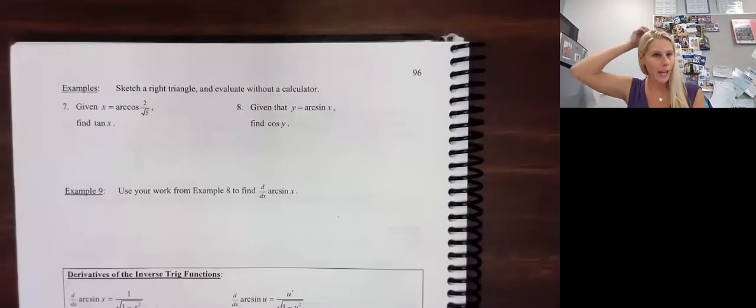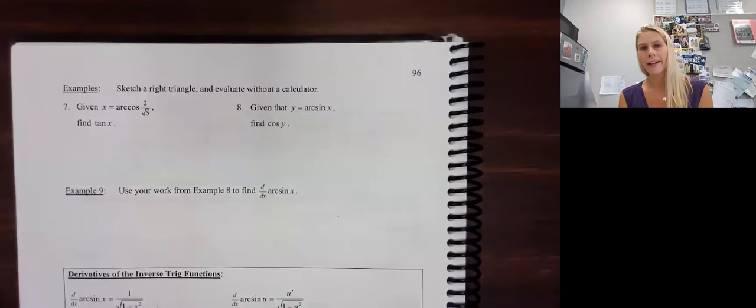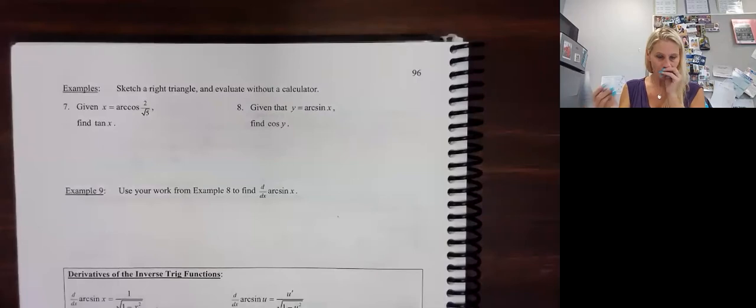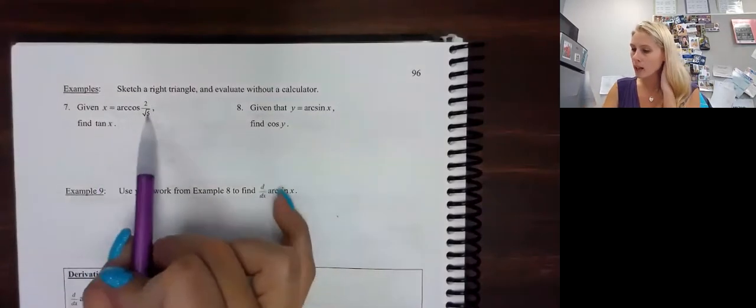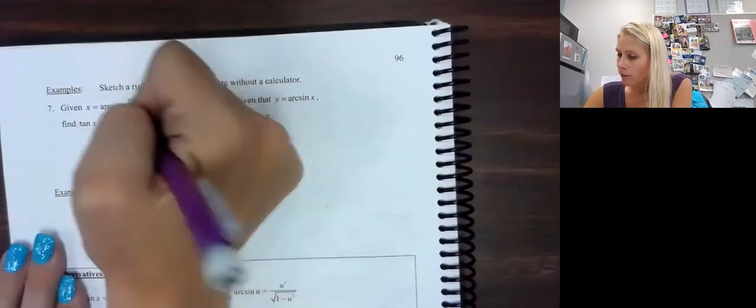All right. Sketch a right triangle and evaluate without a calculator. So x equals, now, why did they do that? Well, because 2 and square root of 5 are not our nice numbers on our unit circle. So what we're going to do is draw this out and then find tan x.